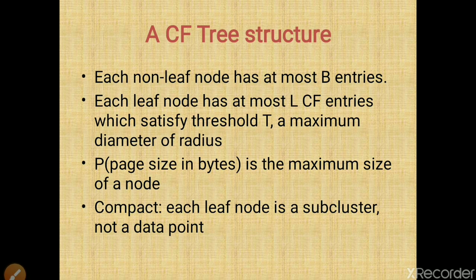Now the CF tree structure. We already said that a clustering feature and a clustering feature tree are there. In the clustering feature tree, each non-leaf node has at most B entries, and each leaf node has at most L clustering feature entries, which should satisfy the threshold value T.